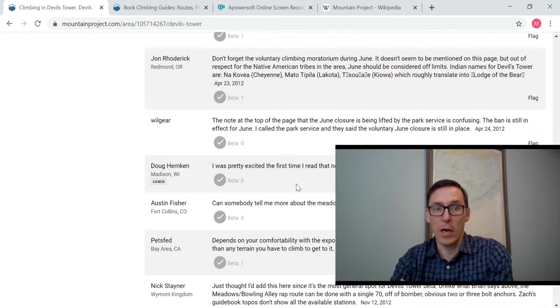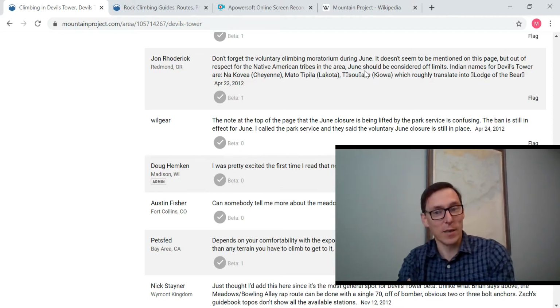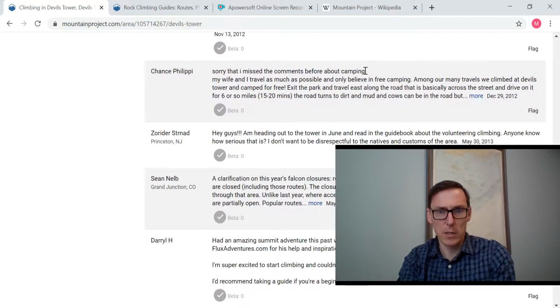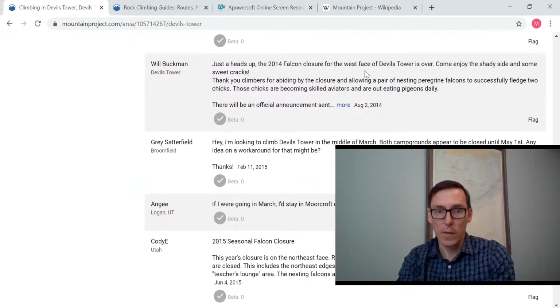And look, don't forget the voluntary climbing moratorium during June. Doesn't seem to be mentioned on this page, but out of respect for Native American tribes in this area, June should be considered off limits. Okay, interesting. So some climbers are more cognizant, a little bit more educated on this. Does the discussion continue? Let's see.